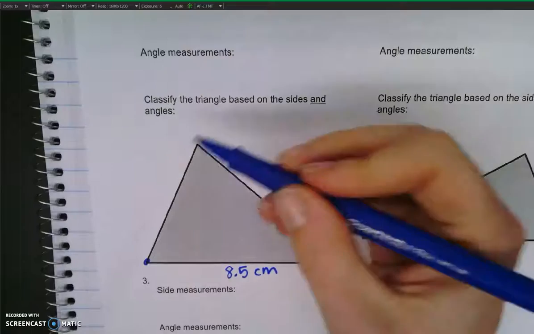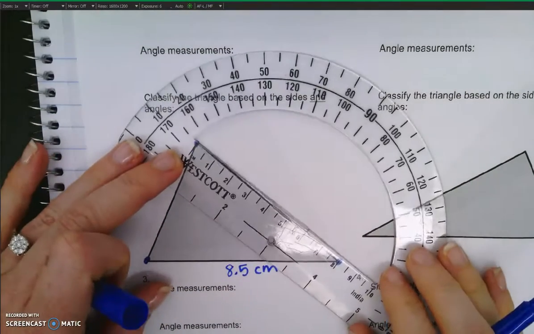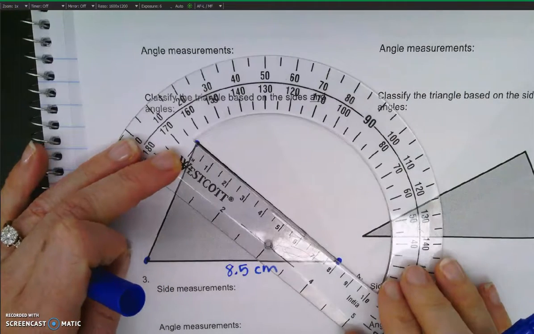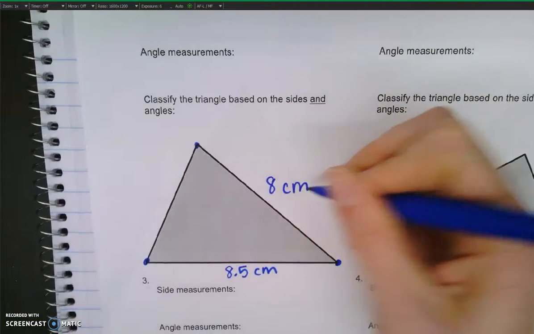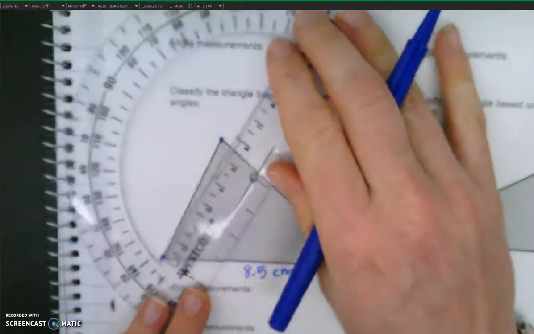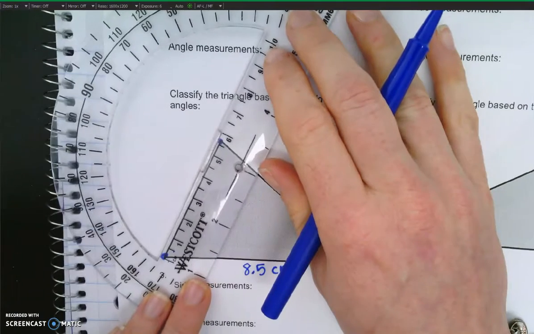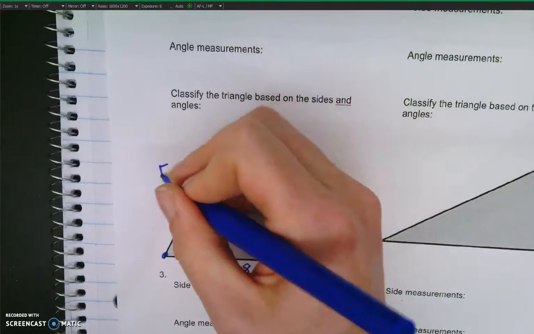I'll measure the next side. Looks like it's exactly 8 centimeters. And we'll measure this third side, the last side. And it looks like that's a little bit more than 5.5, but we'll just say it's about 5.5 centimeters.